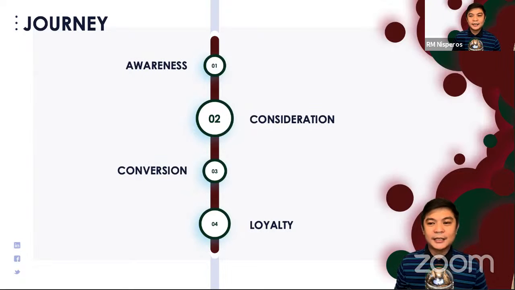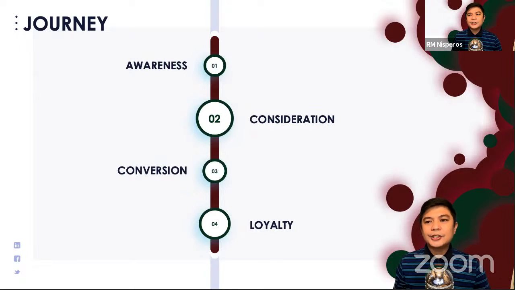Conversion is when you buy that product. Loyalty is about repeat purchase. So there are times that people would just go straight to consideration because they are aware they need something. So when you say you need a microphone, for example, you don't need to be pushed with ads to know that you need to buy a microphone. So you just go straight to consideration. And then some people just want to go straight to conversion. They want to pick among the options.